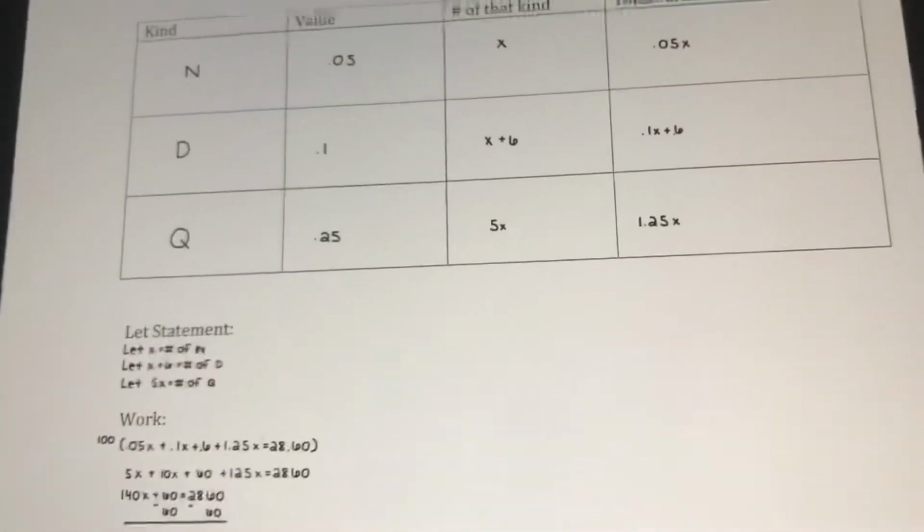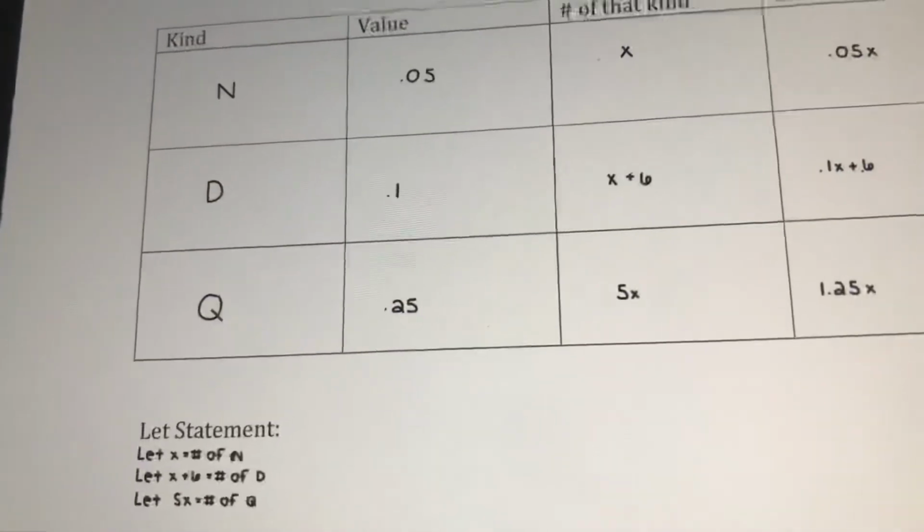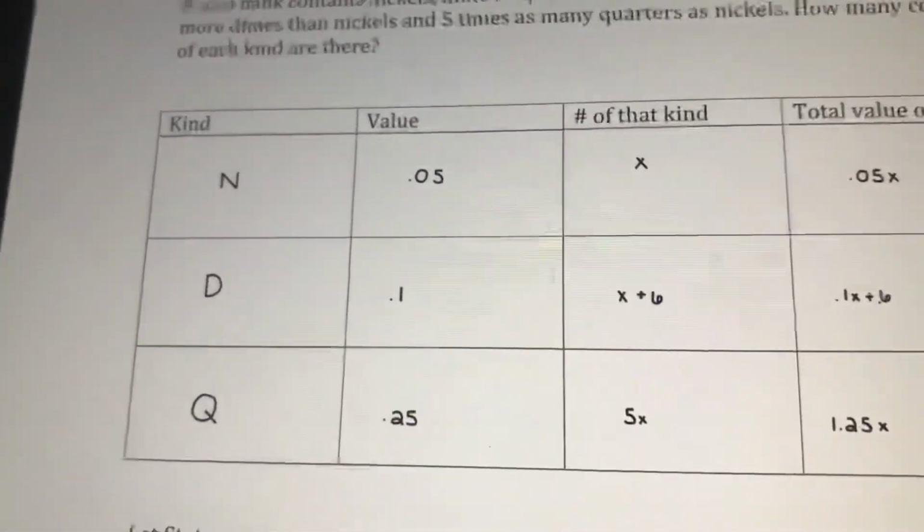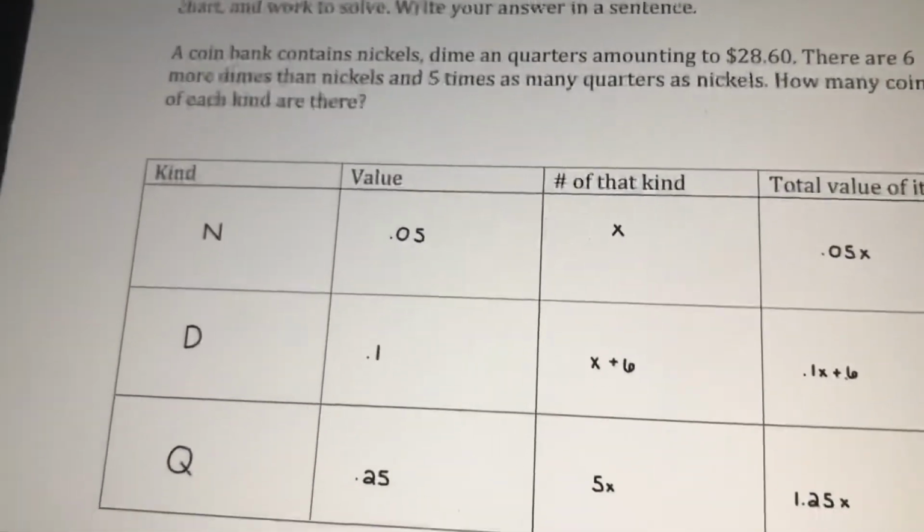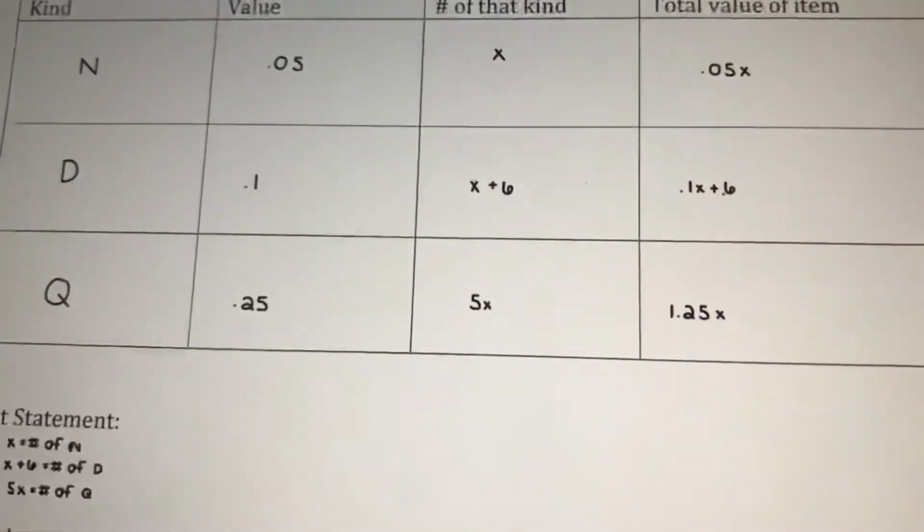The next step would be to create a chart. Nickels are worth 5 cents, so you would write 5 hundredths. Dimes are worth 10 cents, so you would write 1/10. And quarters are worth 25 cents, so you would write 25 hundredths.